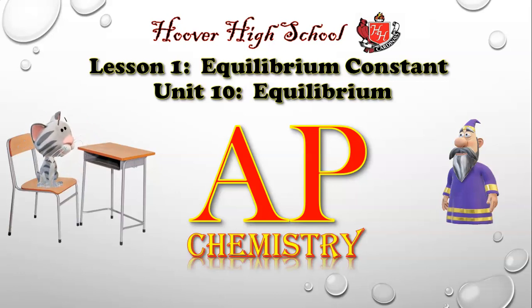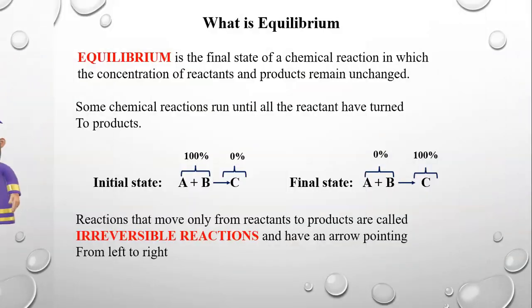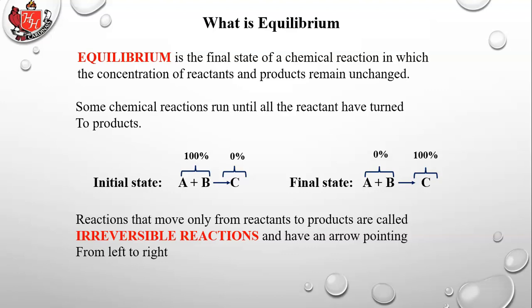AP Chemistry, we're moving into Unit 10, Equilibrium, a new unit, and we'll be spending the week before Thanksgiving on this unit. So what is equilibrium? Equilibrium is the final state of a chemical reaction in which the concentration of reactants and products remain unchanged. Some chemical reactions run until all the reactant has turned to products.